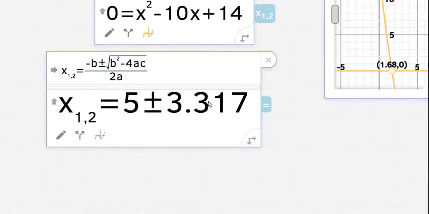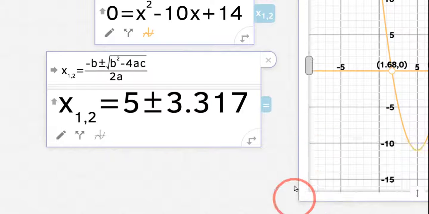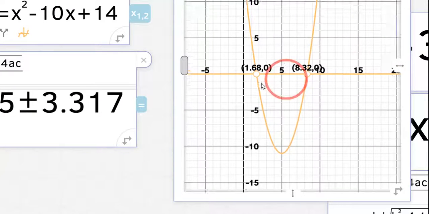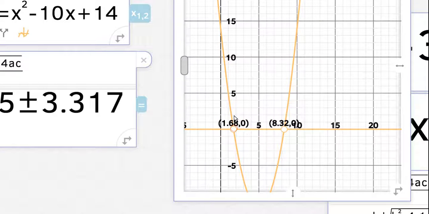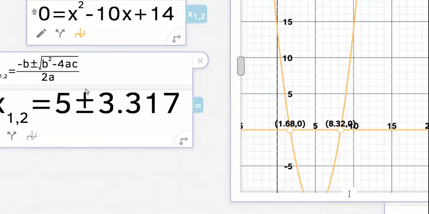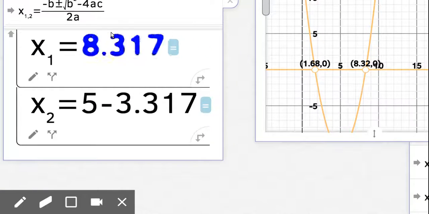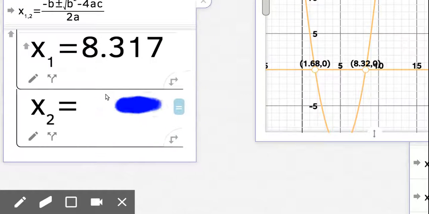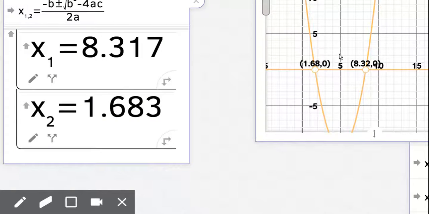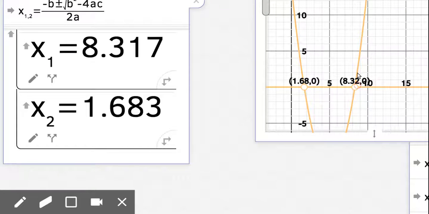Anyway, okay, let's go back to this. So those are our two answers for the intersection points. So 5 plus 3, 8.3. 5 minus 3.3, which is about 1.7. And I think if we bring in the answers here, we could see that, in fact, there's our one answer, 1.7, which is exactly that. I don't think this simplifies any further. Oh, it does do that. Oh, nice. So there's one answer, and 5 minus that is the other one. So look at this. 1.68 is one answer, and 8.32 is the other answer. So we've got it correct.